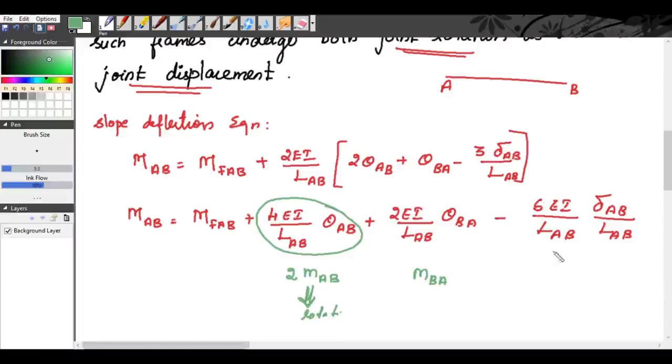Now, this 6EI by LAB into delta AB by LAB, that is 6EI delta AB by LAB square, is replaced as M dash of AB, and M dash of AB is called displacement contribution. So this is fixed end moment. These both terms are the rotational contributions. That is why it is the symbol theta, right? Theta AB and theta BA. Rotational contribution at A and rotational contribution at B. So these both are rotational contributions, and this is called a displacement contribution.